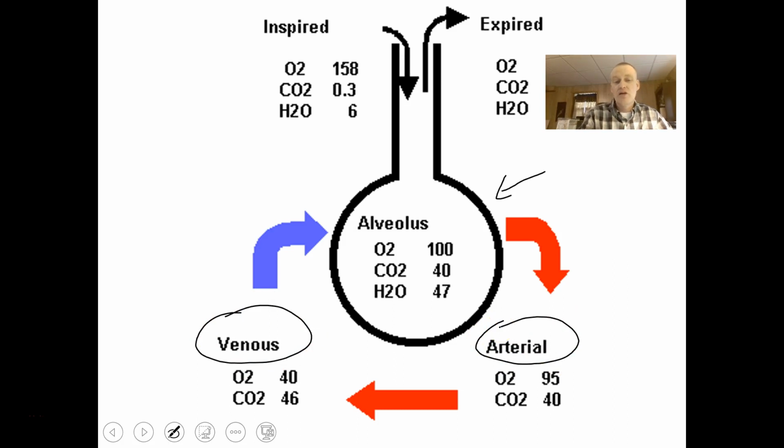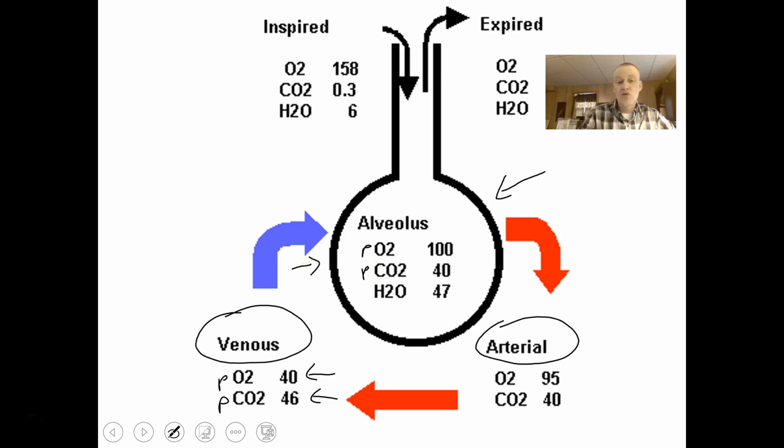So if we look at blood coming to the lungs, the partial pressure of oxygen is 40 millimeters of mercury. The partial pressure of carbon dioxide is 46. So if we look at inside of the alveolus, the partial pressure of oxygen is 100, partial pressure of carbon dioxide is 40. So what we have is blood coming to the lungs.